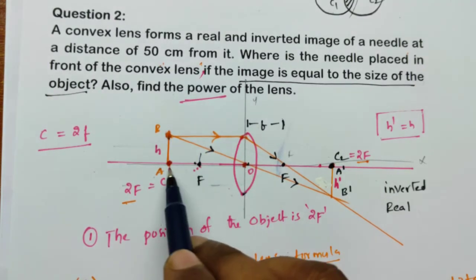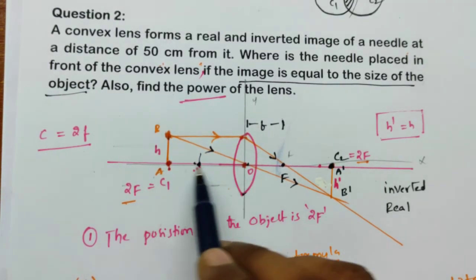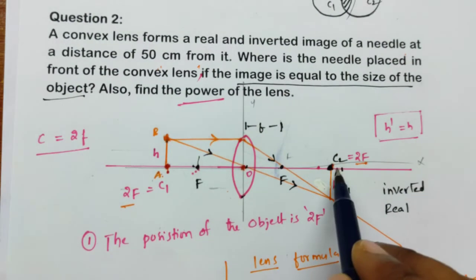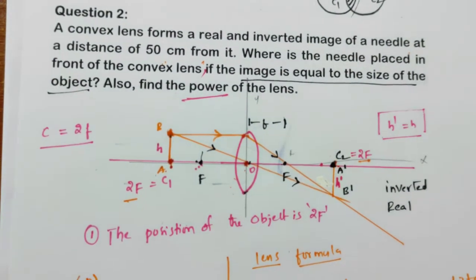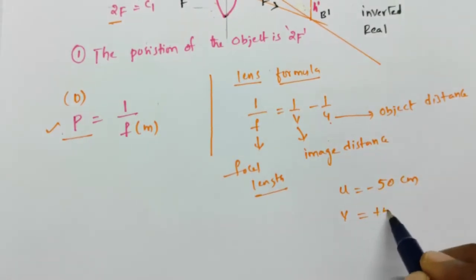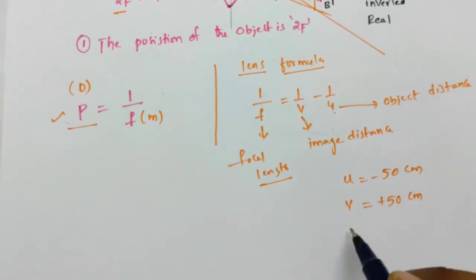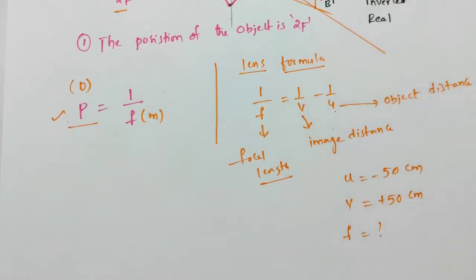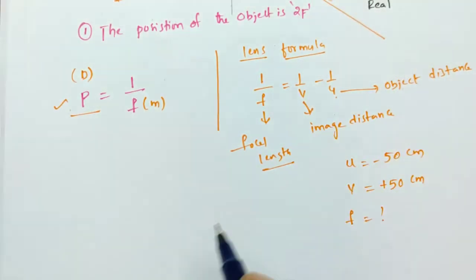Where we kept minus 50 on this side, from this side to the other side it is plus 50, exactly the same distance. So v is equal to plus 50 centimeters. So what is f? f we are going to find out.